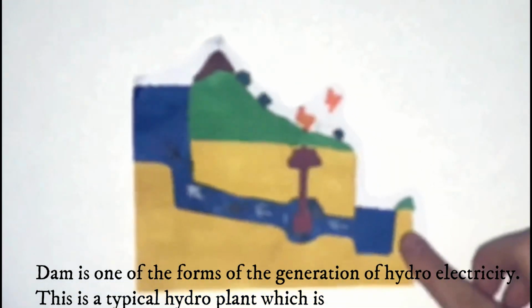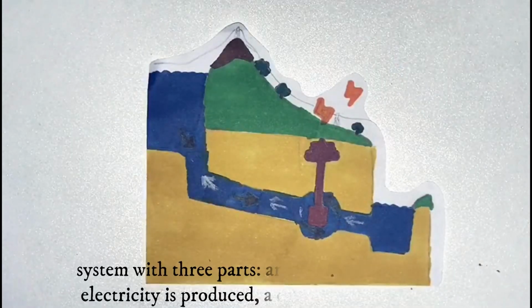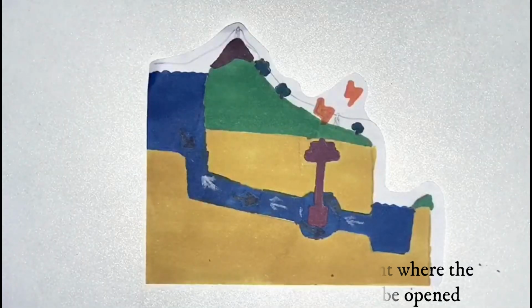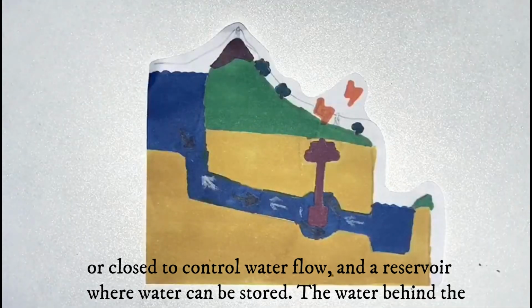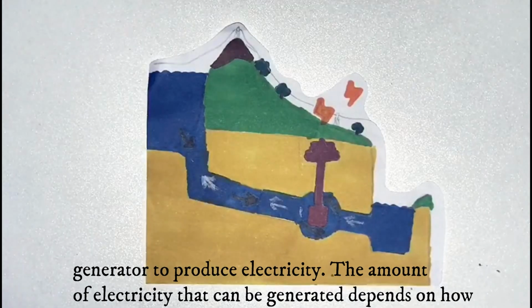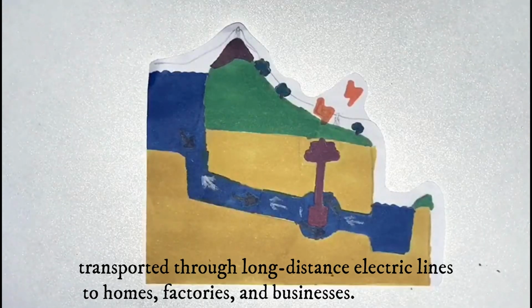A dam is one of the forms of generation of hydroelectricity. This is a typical hydro plant, which is a system with three parts: an electric plant where the electricity is produced, a dam that can be opened or closed to control water flow, and a reservoir where water can be stored. The water behind the dam flows through an intake and pushes against a turbine, causing it to turn. The turbine spins a generator to produce electricity. The amount of electricity that can be generated depends on how far the water drops and how much water moves through the system. The electricity can be transported through long-distance electric lines to homes, factories, and businesses.